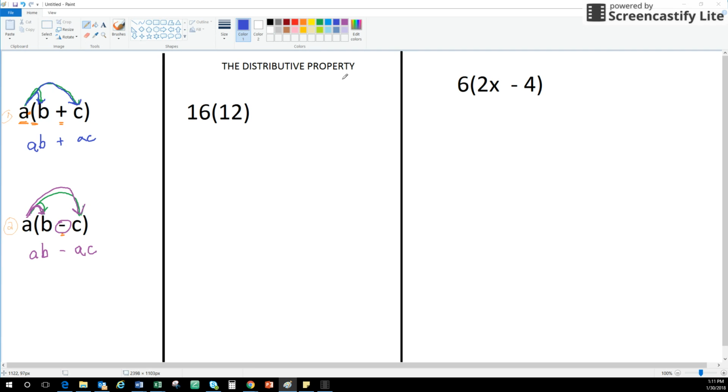Here we have 16 times 12. If I'm going to do this in my head, I see 16, and I know I can split 12 up into numbers that I can work with very easily. 12 is just 10 plus 2. Now, 16 times 10, I know that's 160. I know 16 times 2, I can do that in my head, that's 32. And I know that I need to add these together. So this is 192.